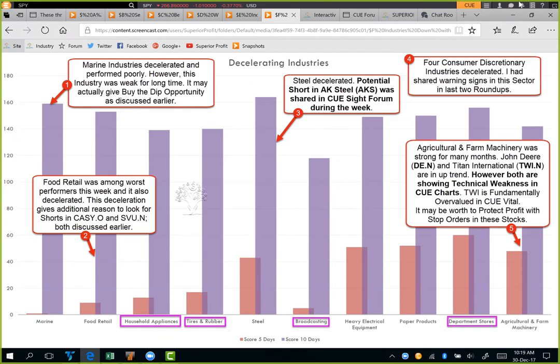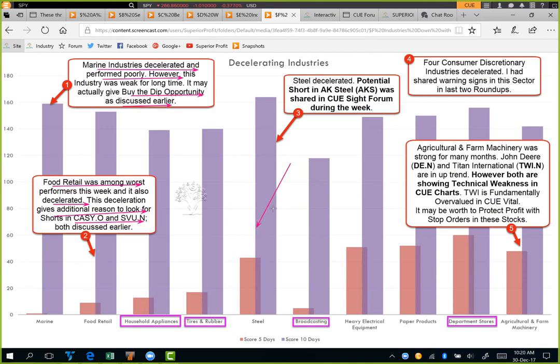Lastly, we look at the decelerating industries. They often tend to be the worst performing industries in subsequent weeks. I already mentioned the marine industries. Though it decelerated and performed poorly, it may actually give a buy the dip opportunity. We saw two stocks that may give such opportunities. Food retail was among the worst performers this week and it also decelerated. This gives additional reason to look for shorts in the two stocks that I mentioned earlier, CASY and SuperValu. So you may keep an eye on these stocks for potential short setups.